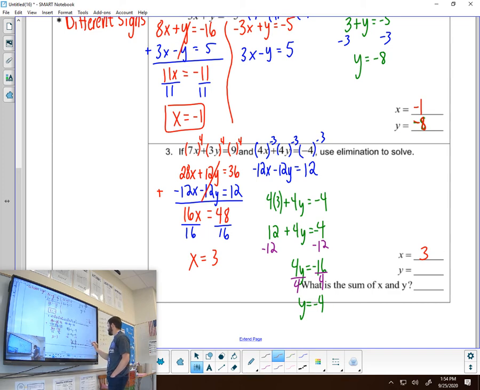All right, great job, guys. We got my x, we got my y. Now we're just asking the question, what is the sum of x and y? Now remember what sum means. Sum just means addition. So we're asking, what is 3 plus negative 4? That, of course, is negative 1.